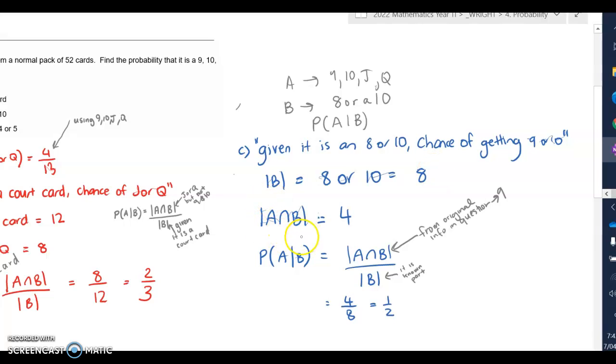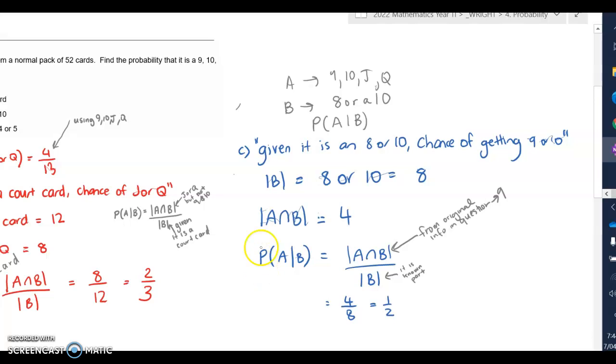Now, A and B. What is in A and in B? Let's have a think of that. A and B. The only thing in both of them is the 10. Okay, how many 10s are there in our pack of cards? There are 4. So it's fairly easy when you write it down and think of it like that.